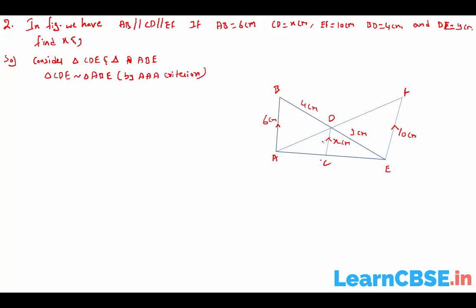So I can write DE by BE equals x by 6. That means y by y plus 4 equals x by 6. Let this be 1.